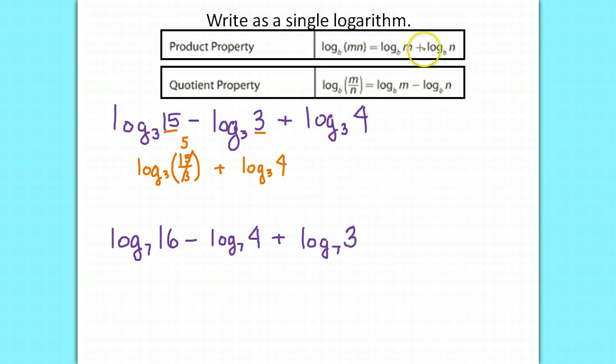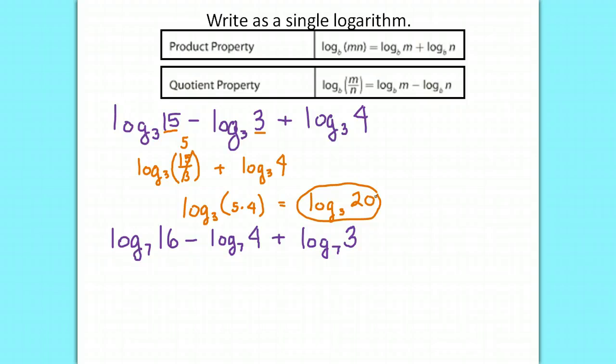So now I want to use my product property because I see a plus sign right here, and multiply the terms that are in the m and the n position, which are the 5 and the 4. So I'm going to just multiply those together. So 5 times 4. And of course you can do that in your head, but I wanted to write that out just so you can see what I'm doing. So log base 3 of 20, and now that's in a single logarithm, so that is my answer.